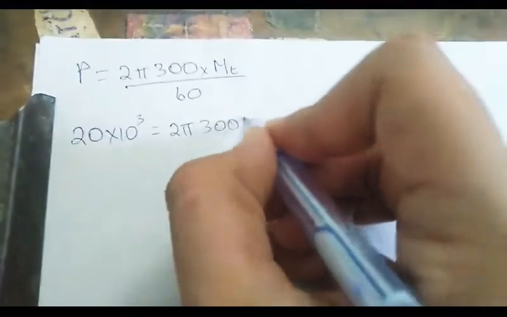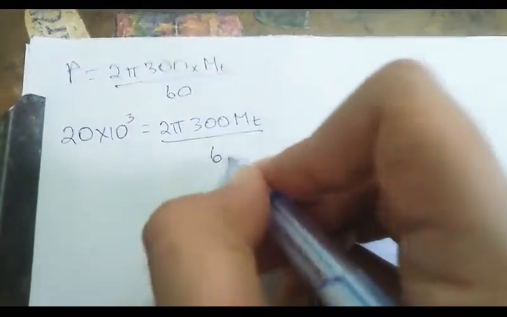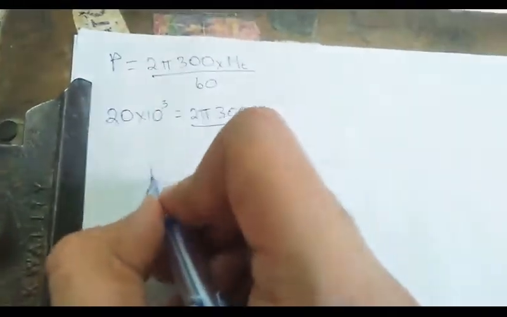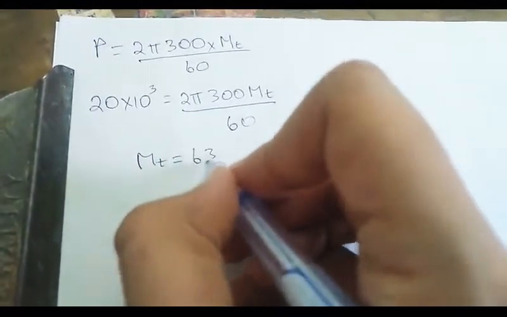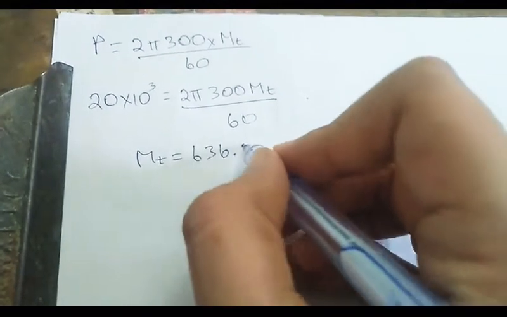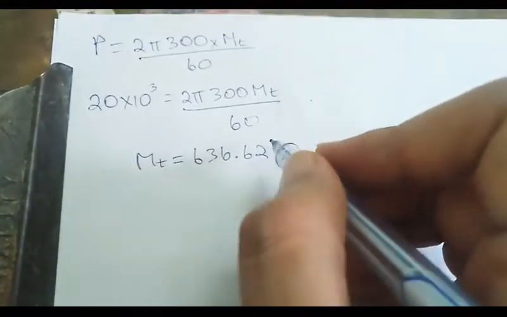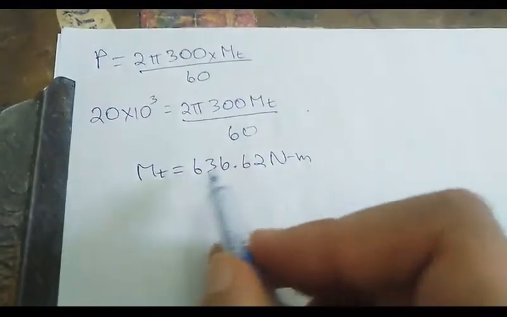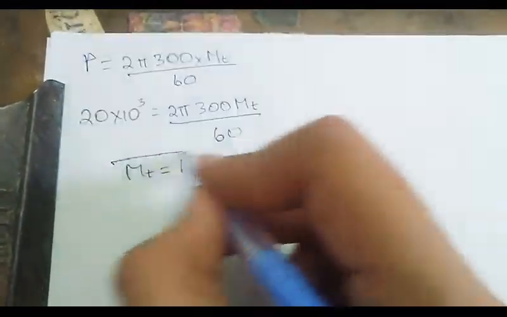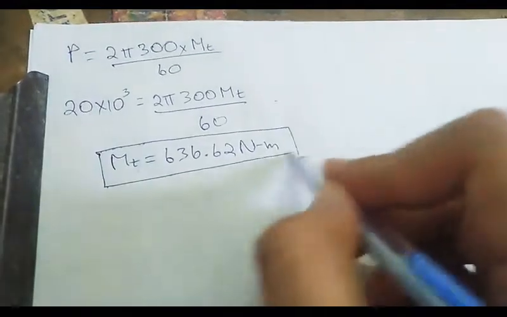By 300 mt by 60. So from this equation the value of mt we will get as 636.62 Newton meter. So this is the value of mt, which is nothing but torque.